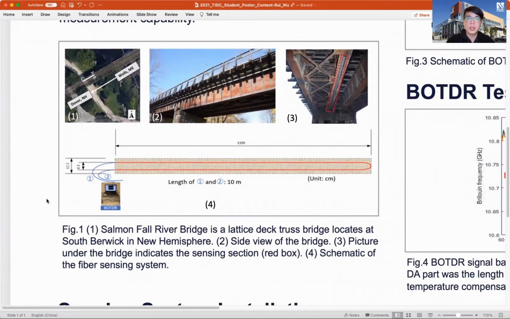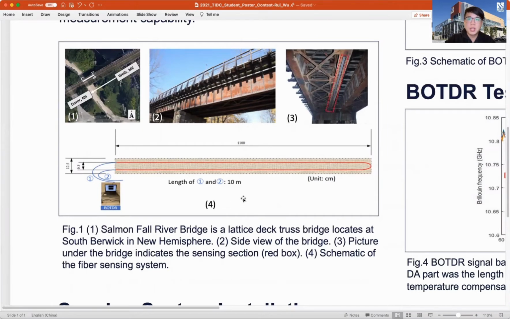As shown in Figure 1, the Semiphore River Bridge is located in New Hampshire, and we have trains passing by the bridge. We installed the sensing textile at the bottom side of the bridge, and the red box indicates the sensor's location in the third picture.